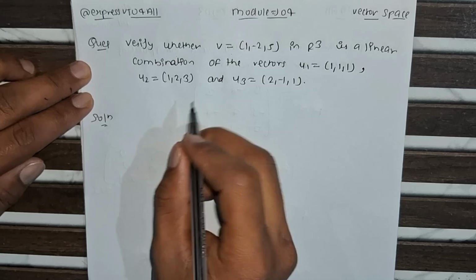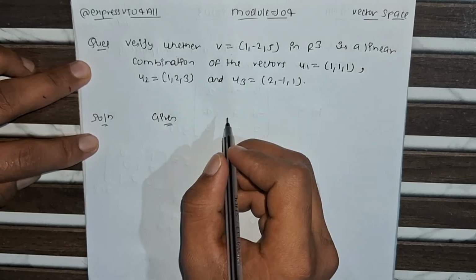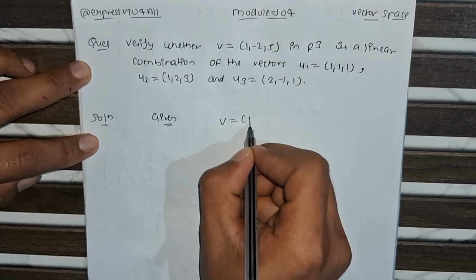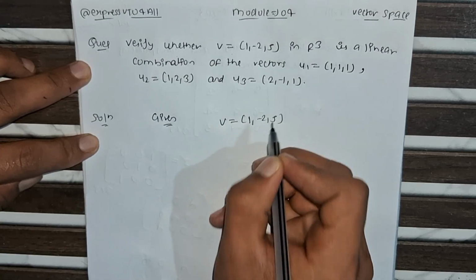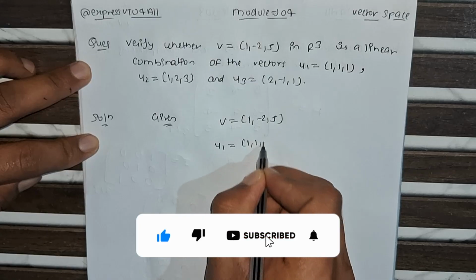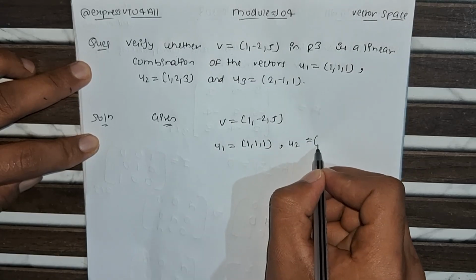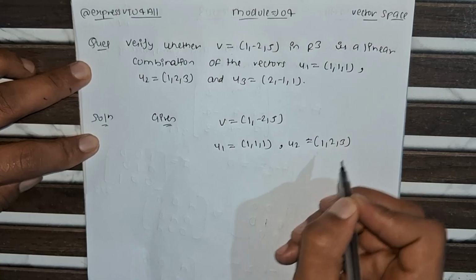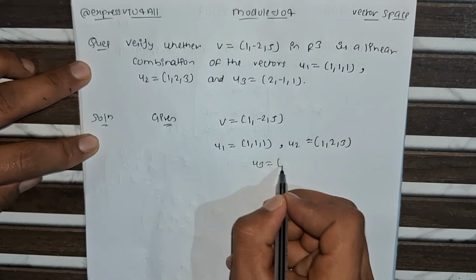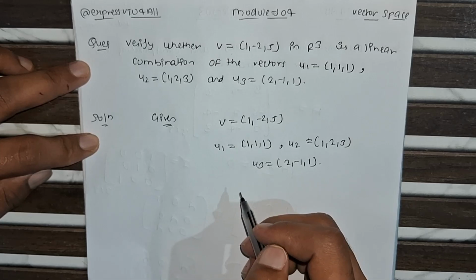Solution. First we write what is given in this question. Given v equals (1, -2, 5) and three vectors: u1 equals (1, 1, 1), u2 equals (1, 2, 3), and u3 equals (2, -1, 1). So now we solve it step by step.